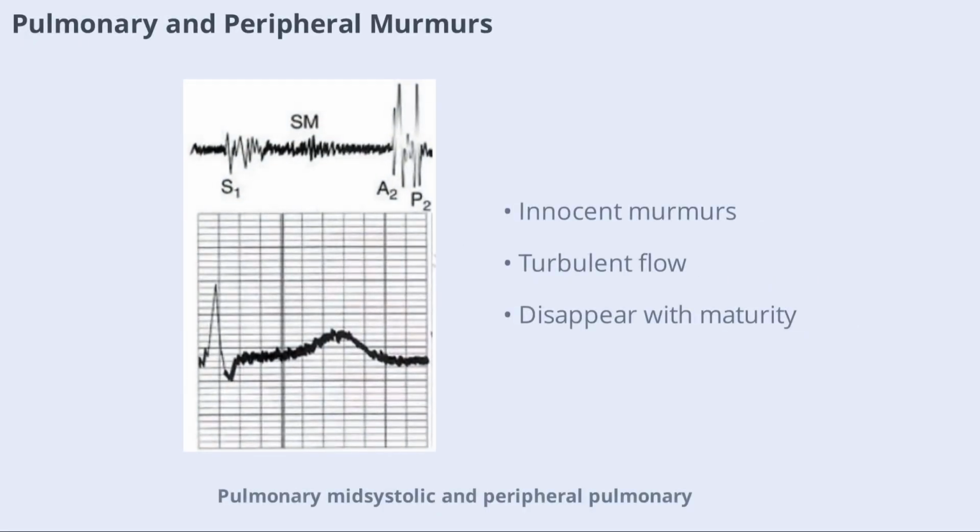Pulmonary mid-systolic and peripheral pulmonary murmurs are also considered innocent. They result from angulation and disparity between the pulmonary trunk and its branches, causing turbulent flow. These murmurs typically disappear as the pulmonary bed matures.